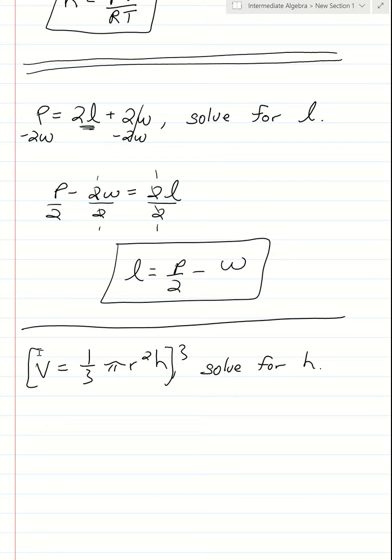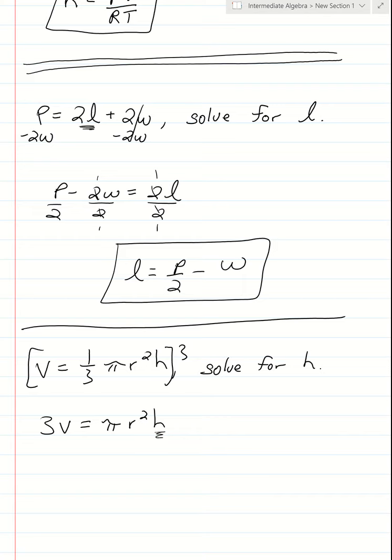And if we multiply the 3 with the v, we would of course get 3v on the left. On the right side, if we multiply the 1/3 with the 3, whenever you multiply reciprocals, you always get the number 1. So now we would have pi r squared h. Now we're still asked to solve for h.